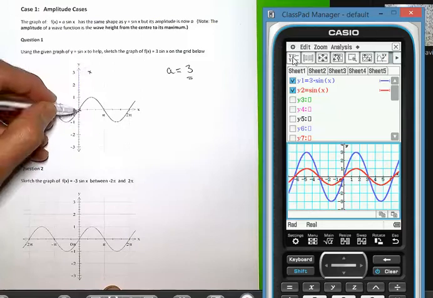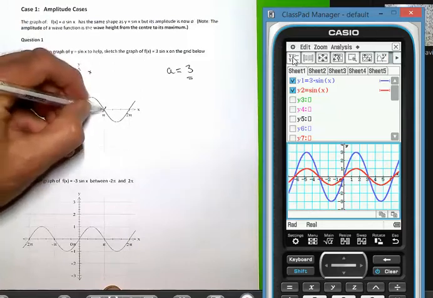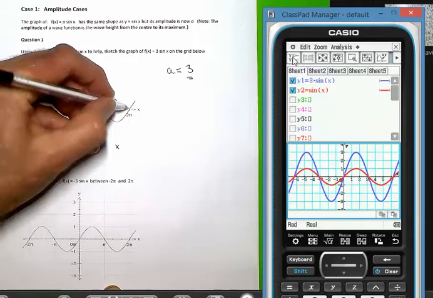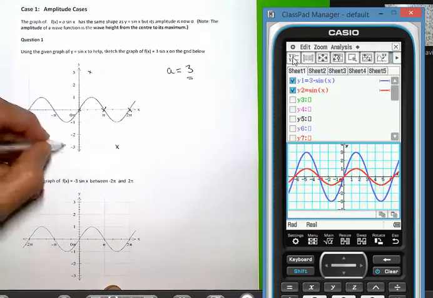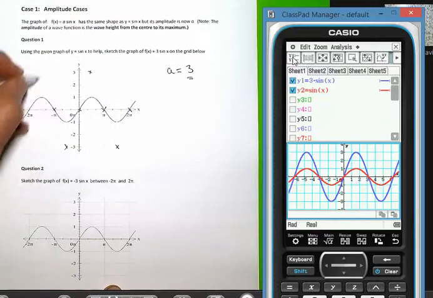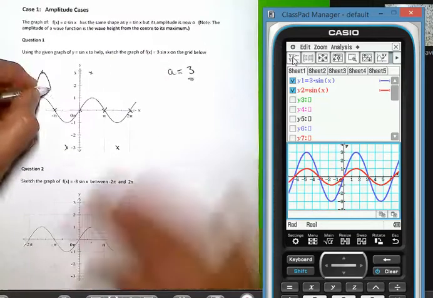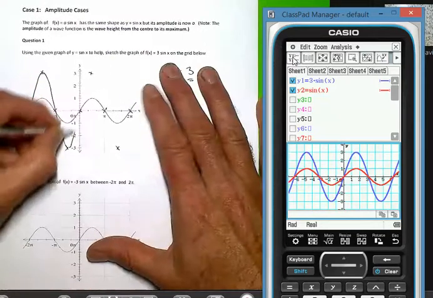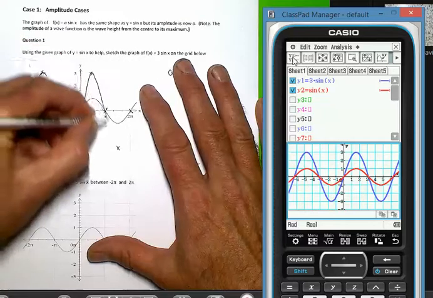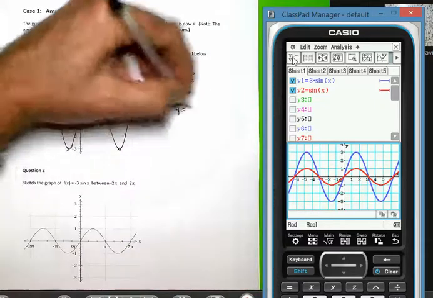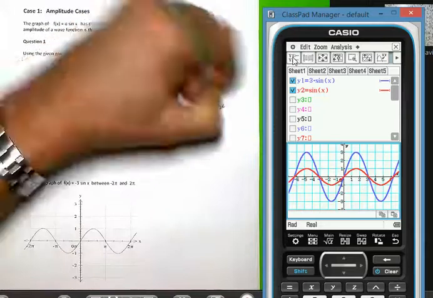What I tend to do is find the significant maxima, the zero line and the minima, and plot it like so. So there's the graph of y equals 3 sine x.